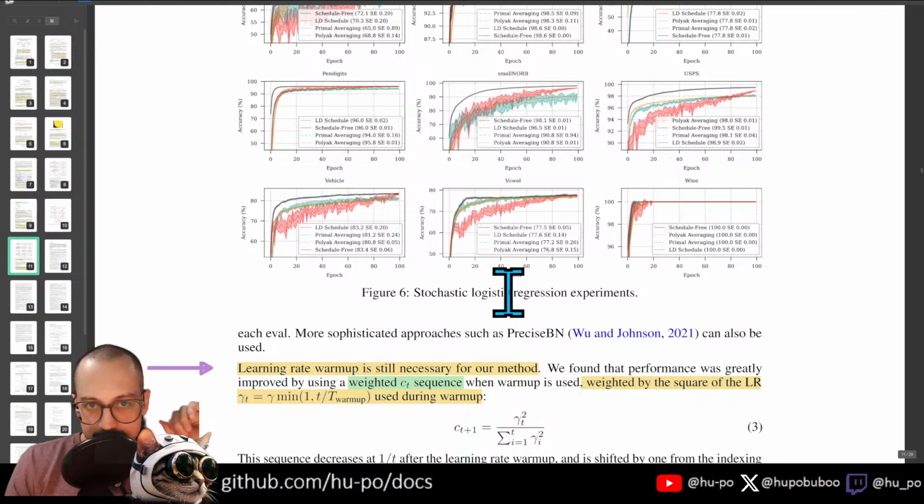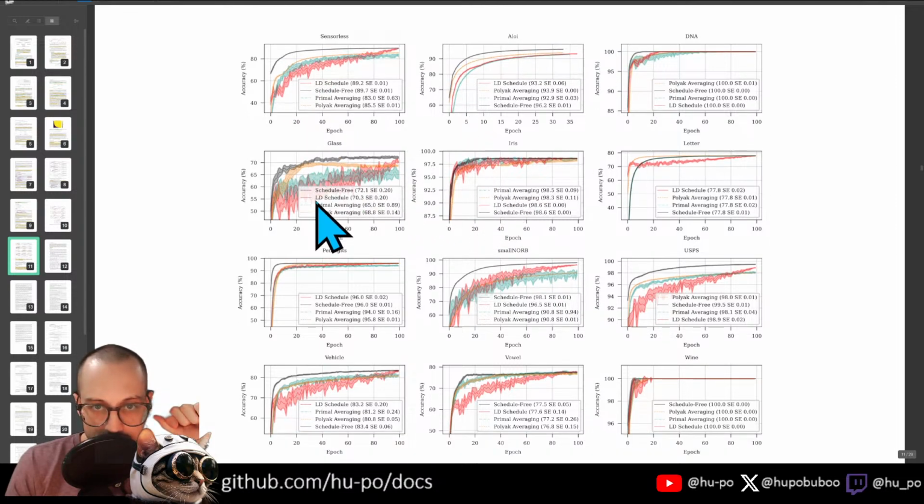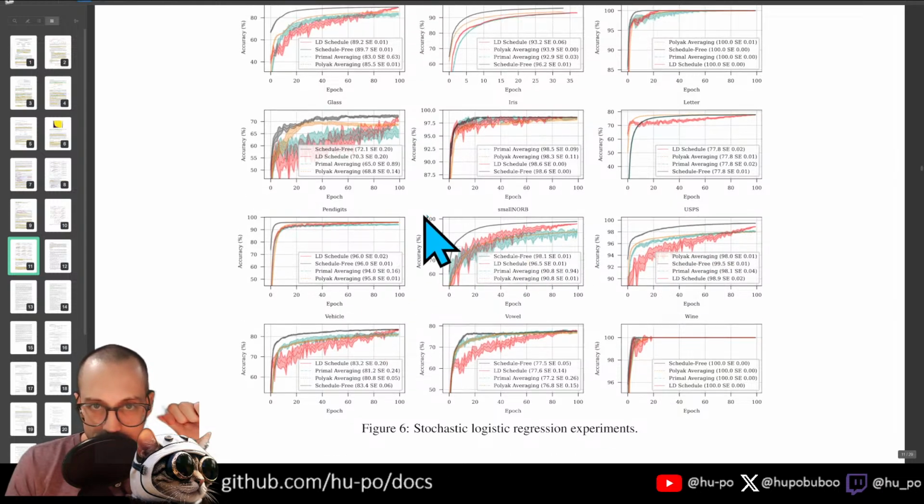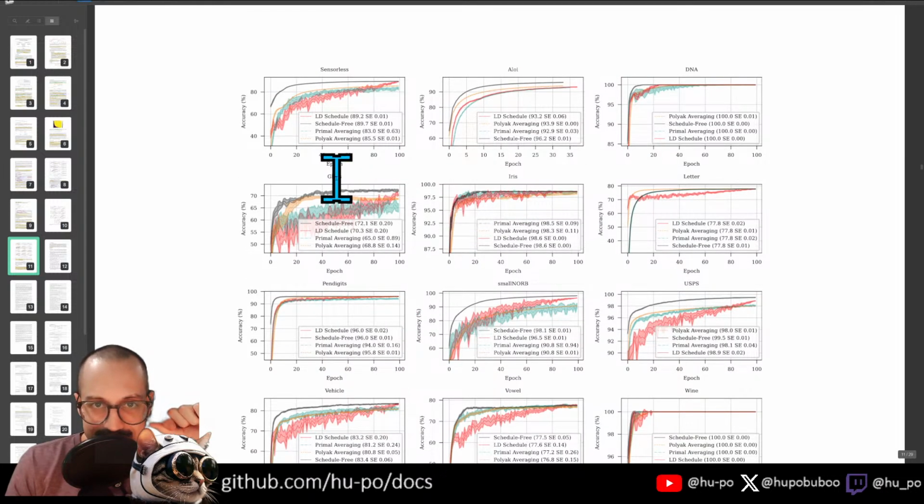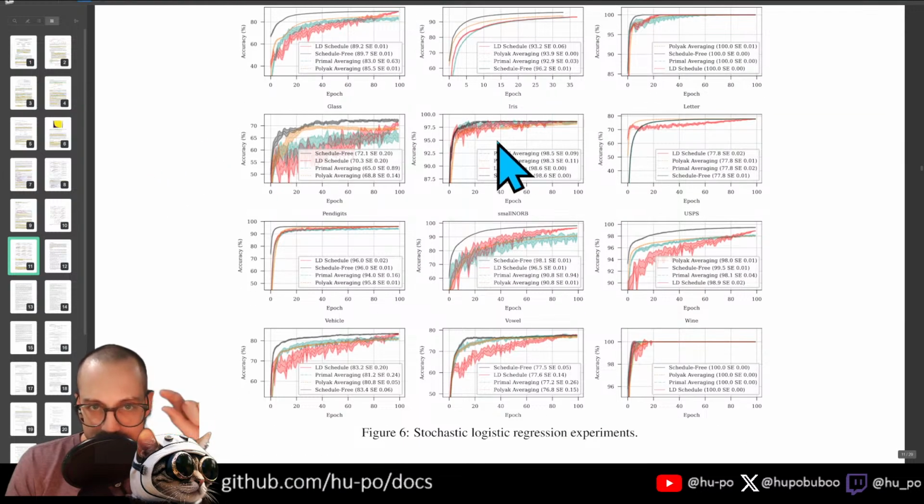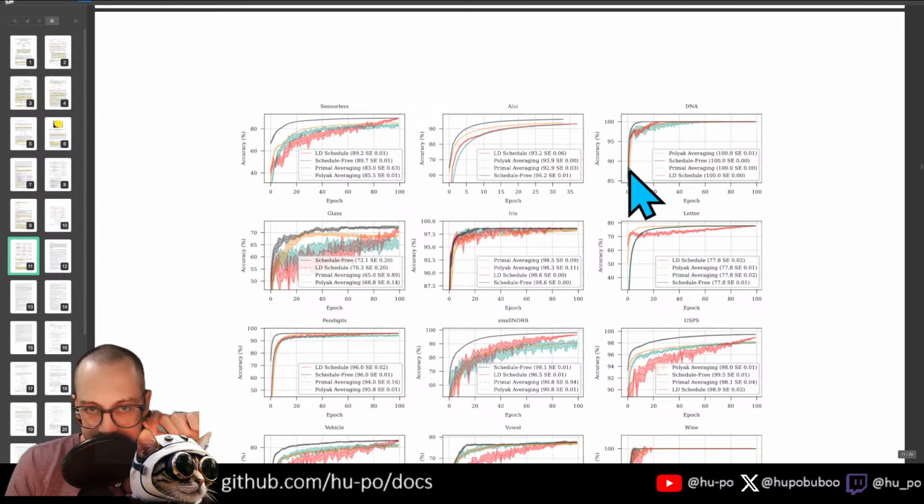Okay, stochastic logistic regression experiments. Same result again, right? Black line, pretty much beating every single one: USPS, vehicle, iris, glass, DNA. Not only does it beat every single one of them, but it's also thin, right? Not a lot of variation between random seeds.